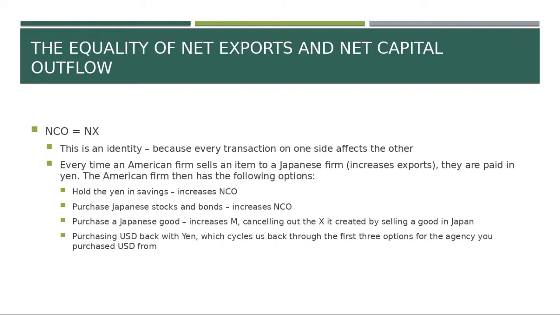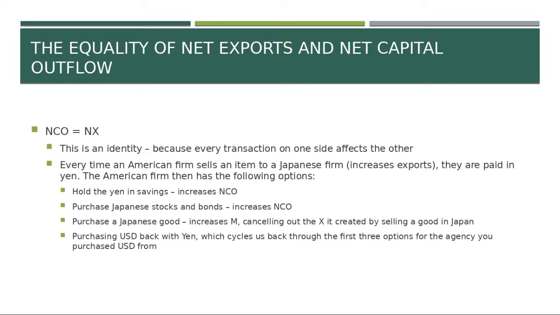So, what does this lead us to? Well, fascinatingly enough, the net exports and net capital outflows must be equivalent. The reason why is this is an identity, because every transaction of net exports equals net capital outflow. So, why does it work this way? Simply put, let's consider an example.